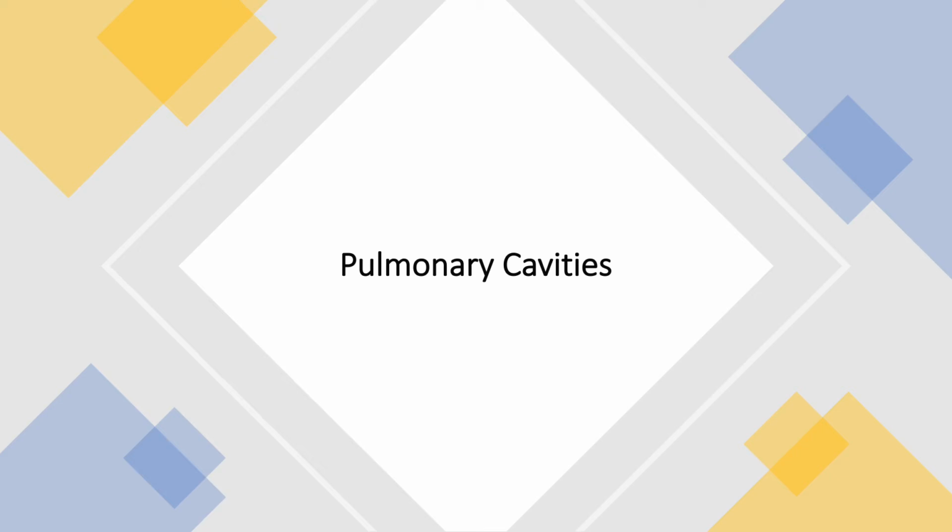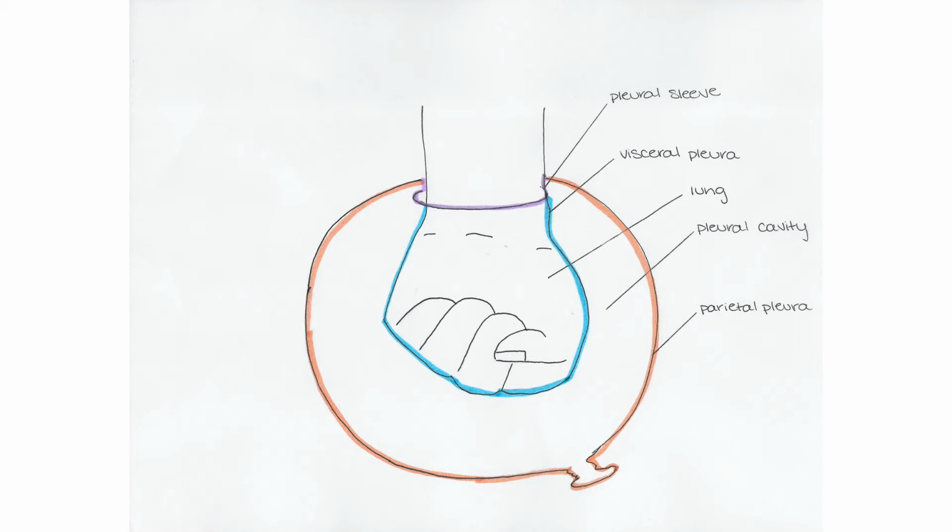Today we are going to dive into the thoracic cavity to study the right and left pulmonary cavities that contain the lungs and their associated pleura. Take this classic example of a fist in a balloon. The fist represents the lung, and the surface of the balloon that is touching the fist represents the visceral pleura. Continuous with this visceral pleura is the parietal pleura, which is represented by the rest of the balloon wall that is not touching the fist.